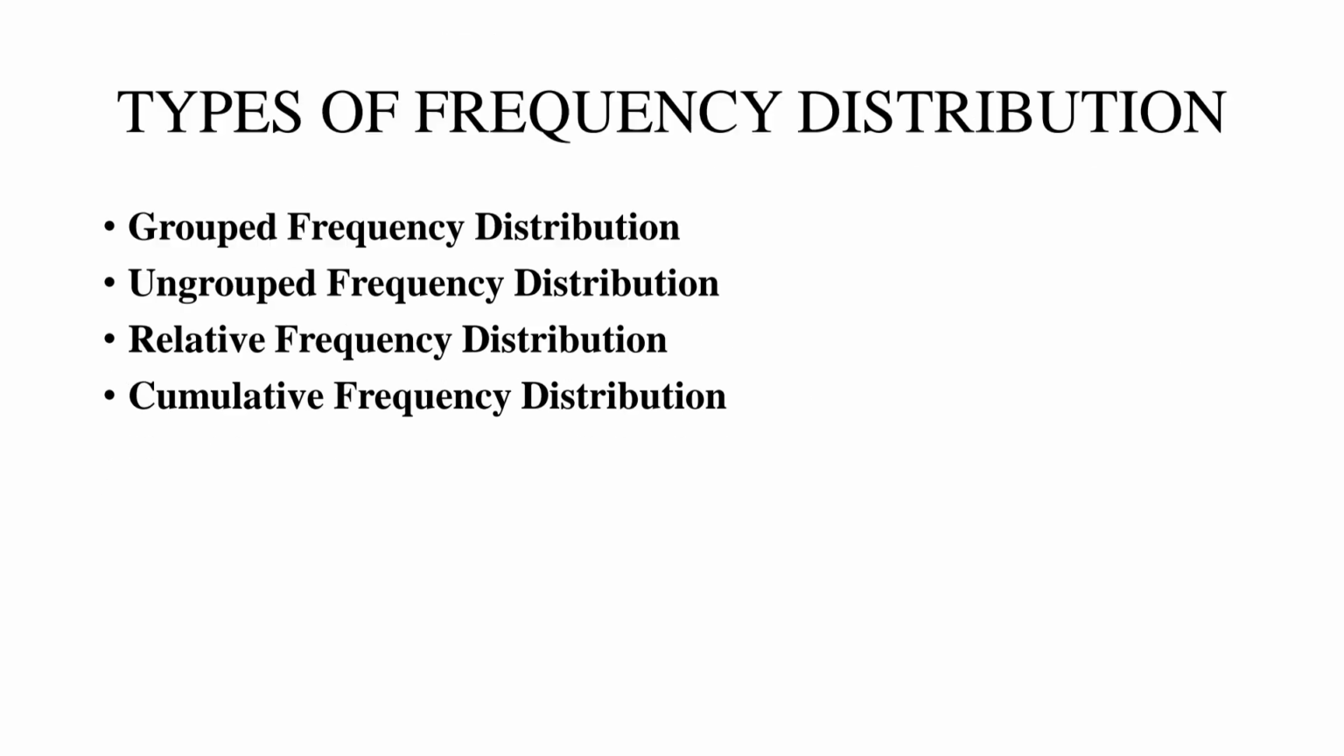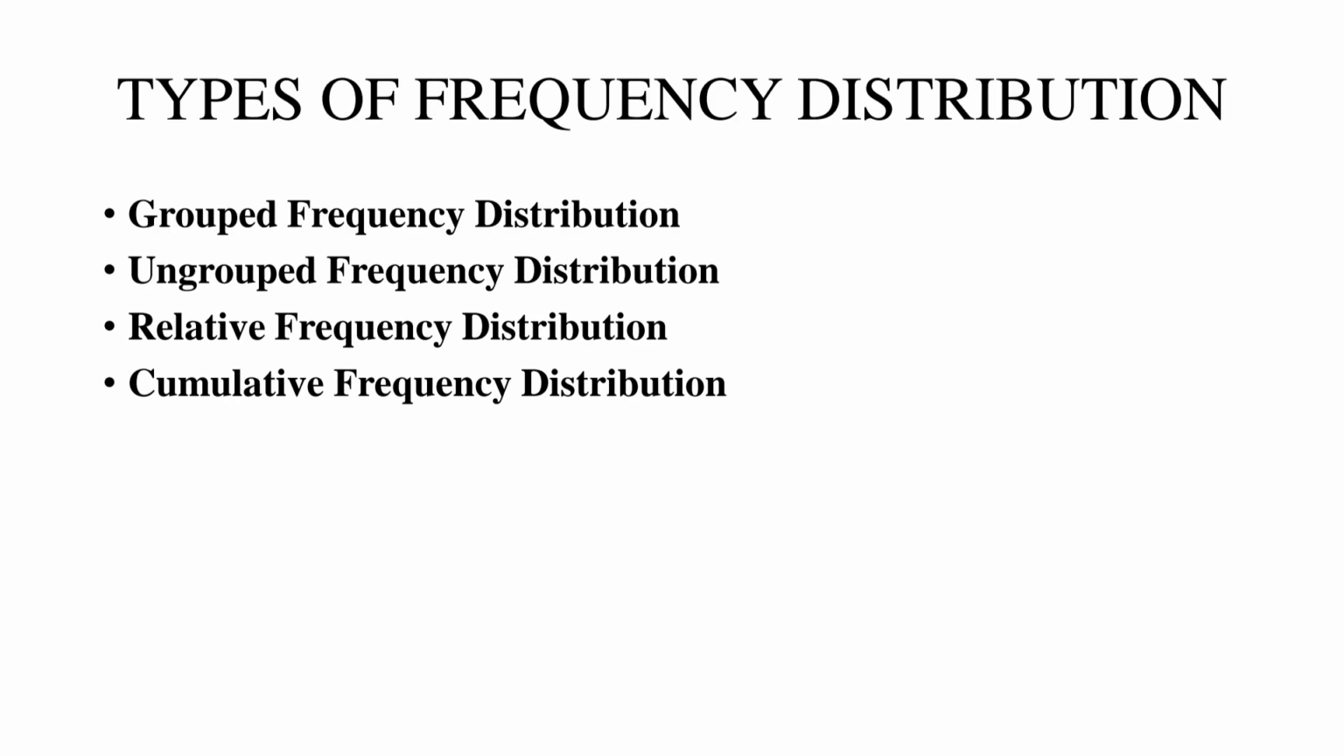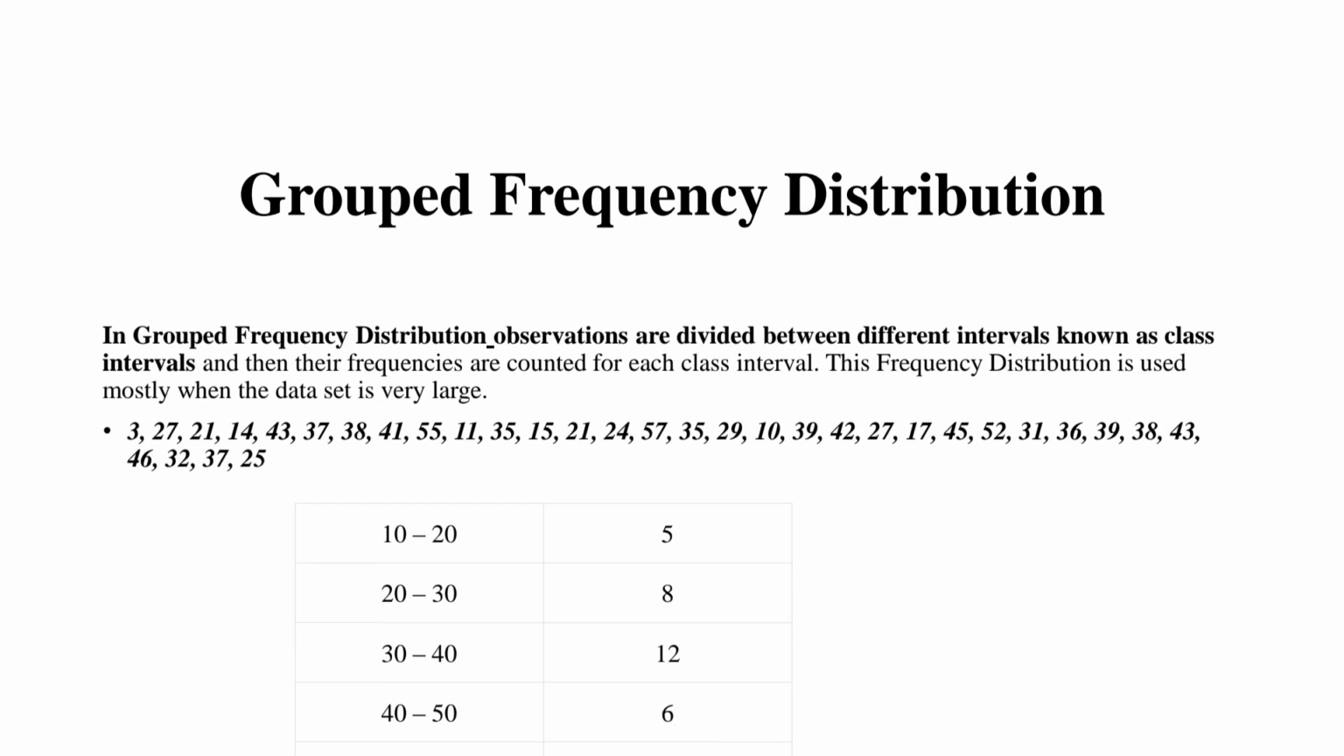Then we will move to the types of frequency distribution. Here we have grouped frequency, ungrouped frequency, relative frequency and cumulative frequency distribution. So these are the four different types. Let us see them in detail.